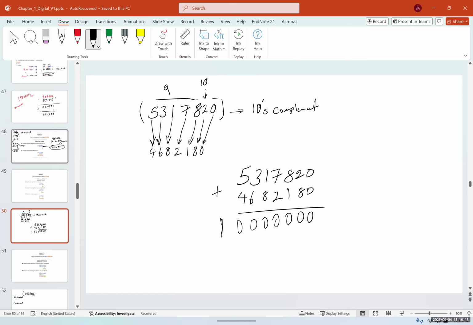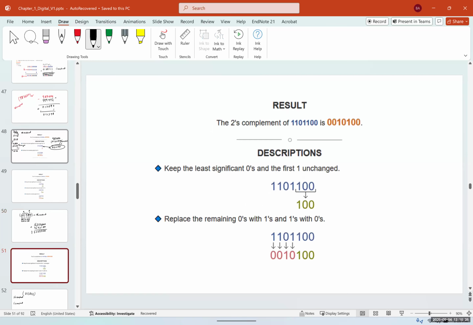So as you remember, for a binary number, the radix and the diminished radix complement, or the 1's and 2's complement. For the 1's complement, we would replace the zeros with 1s and 1s with zeros. That was easy. For the 2's complement, there is another way. It's the same as what we did for the decimal numbers. And this is an example.